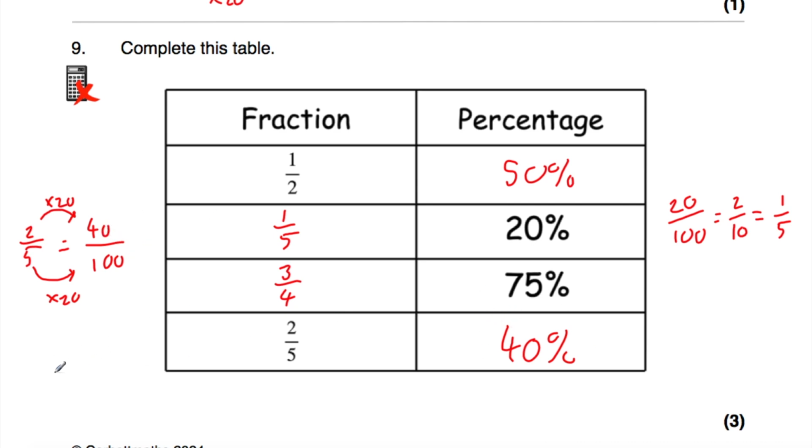Alternatively, we could take the numerator, which is 2, and then divide that by 5. I'm going to put a decimal point and some zeros because we know that it's going to be a decimal number. How many 5s go into 2? That's going to be 0 remainder 2. And how many 5s go into 20? That's 4. So 2/5 is equal to 0.4. And then whenever you times 0.4 by 100, that's equal to 40. So the answer would be 40%. And that's it. Okay, let's look at our next question, question number 10.